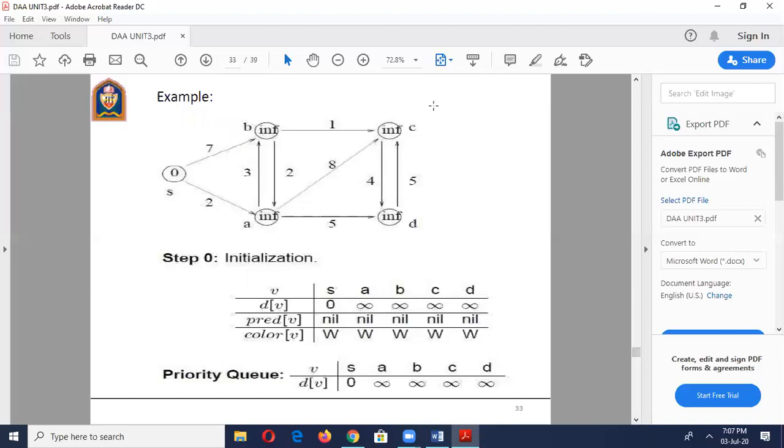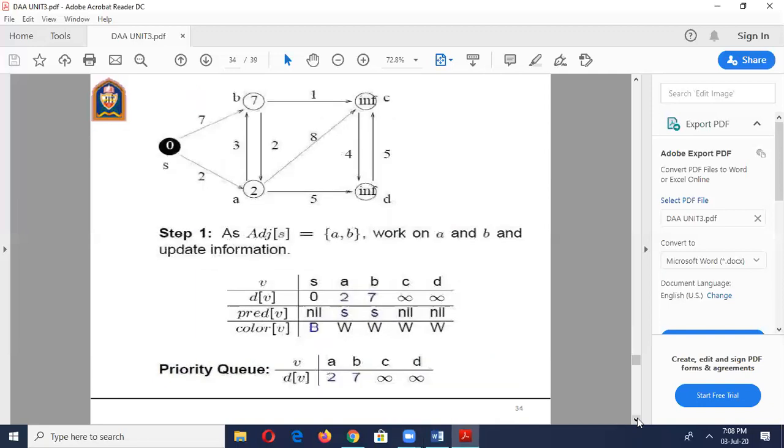So now we are taking the step of initializing 0 to the source, and for A, B, C and D, all others, it is infinity. So small v is S, and the distance of S is 0. So the value given is 0, and the others are infinity. The predecessor value for S, A, B, C and D is nil, and the color is white. So in the priority queue it will be S, A, B, C, and D. Next slide.